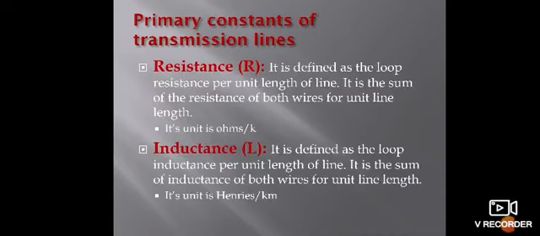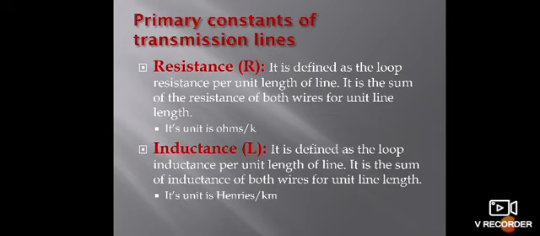And what are the primary constants? I have said they are resistance, inductance, capacitance and conductance. So the first one is resistance. It is defined as the loop resistance per unit length of line.